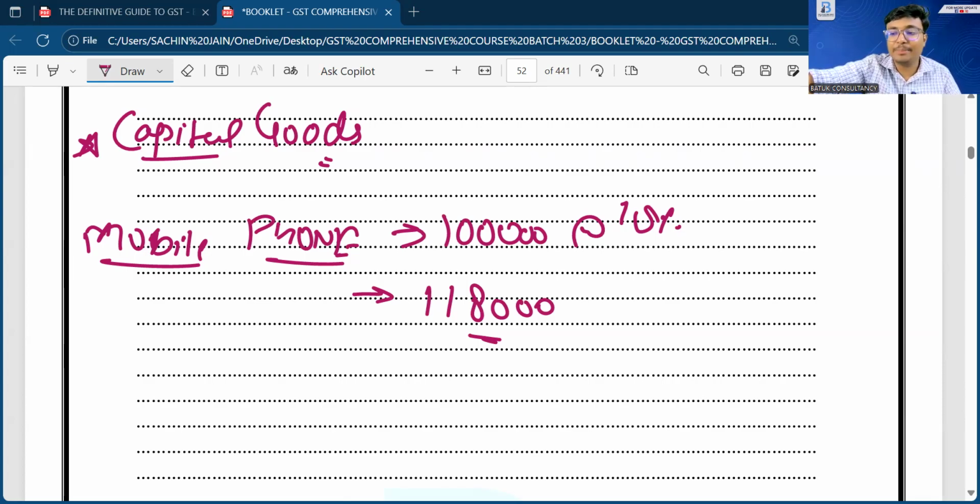Everyone is very much correct that if you are going to claim the input tax credit, then on 1 lakh rupees you can claim the input tax credit. What is the reason why government is saying that you cannot claim the depreciation on 1,18,000 rupees? Anyone can please give the reference of reason?